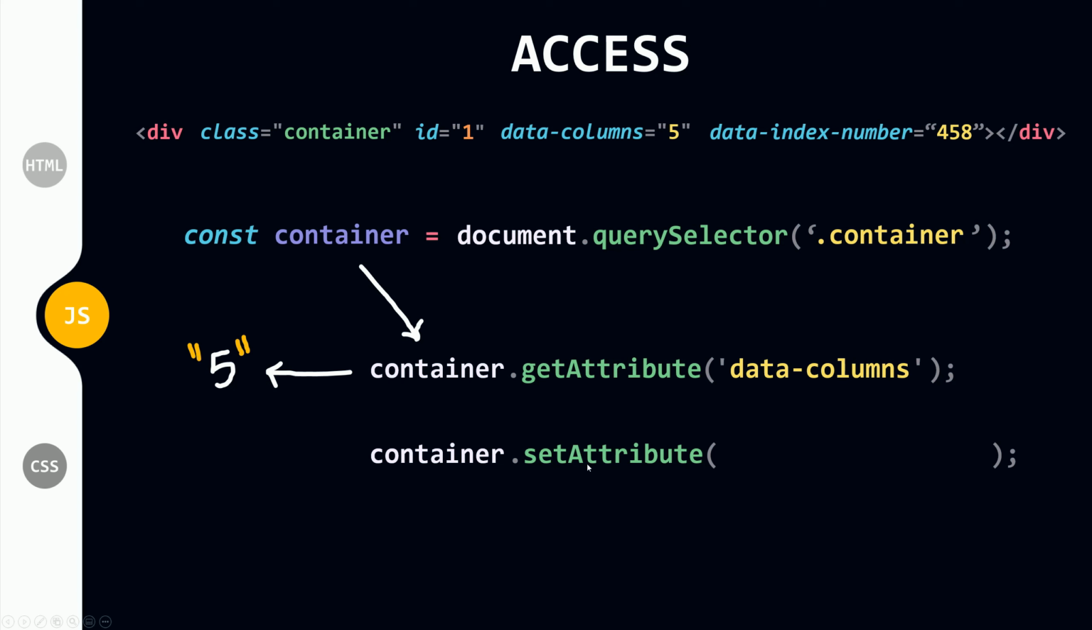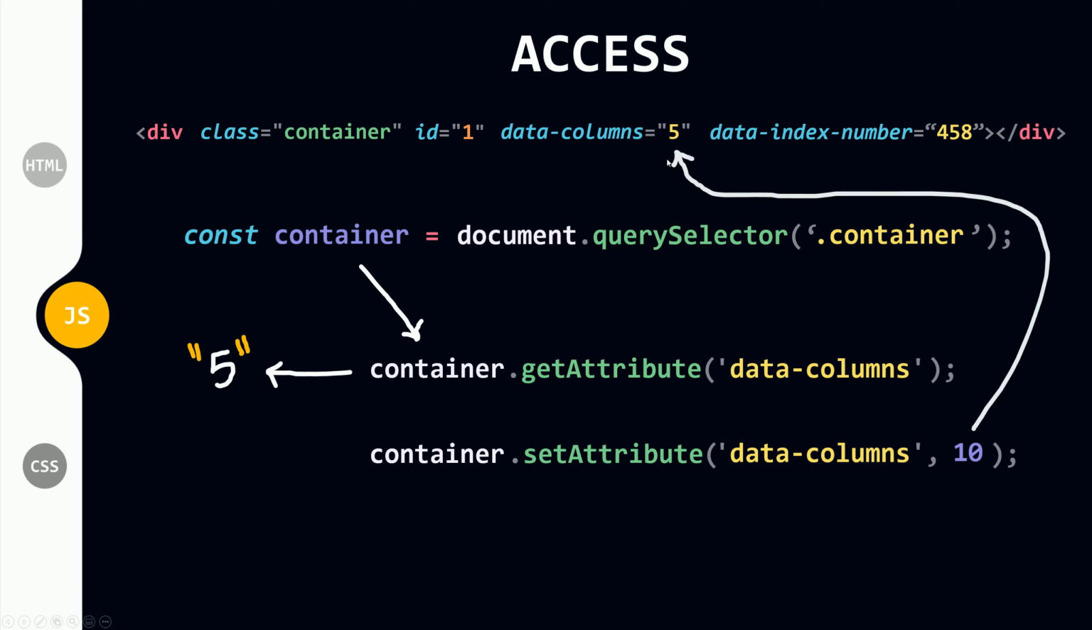Now, to set an attribute, you need to use the full HTML name of the attribute, for example here data-columns, and then I'm going to set it to 10. This will change the value here to 10. And that's how you can use getAttribute and setAttribute. Well, we don't use getAttribute and setAttribute much anymore, so you want to use this only if you want to support Internet Explorer 10 and under.